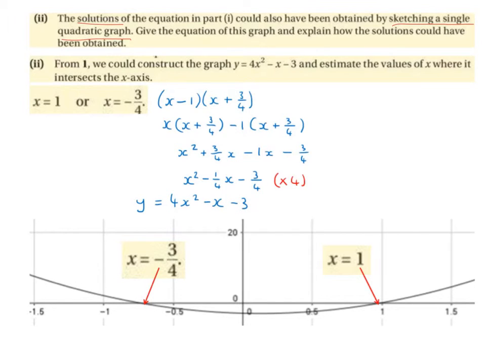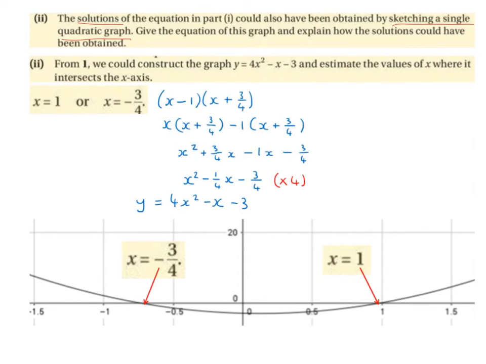And then simplifying, 3/4 x minus 1x is minus 1/4 x. Bring down the x squared, bring down the minus 3/4. And then multiplying across by 4 to get rid of the fraction part, x squared by 4 is 4x squared, minus 1/4 x by 4 is minus x, minus 3/4 by 4 is minus 3. So y equals 4x squared minus x minus 3.